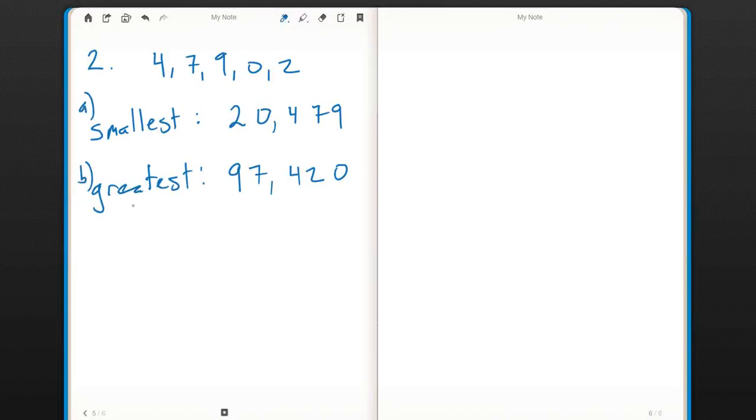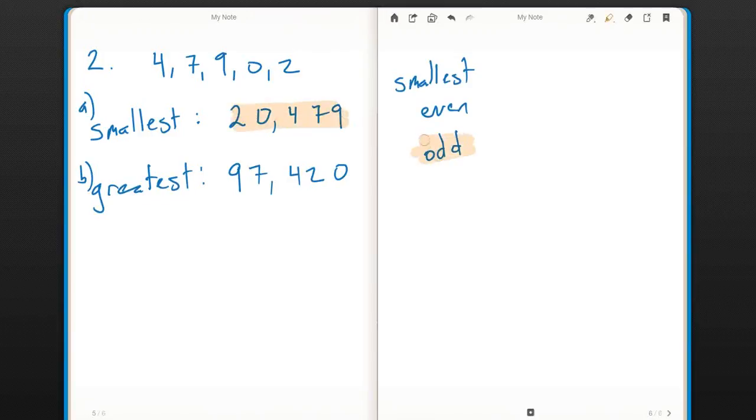But then the extension, when it asks the smallest and greatest 5-digit even and odd number, if I want to do the smallest even and the smallest odd, notice that the very smallest number possible is an odd number. So I have actually already found that. It's 20,479.